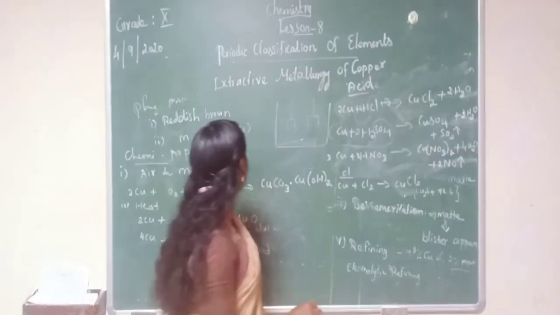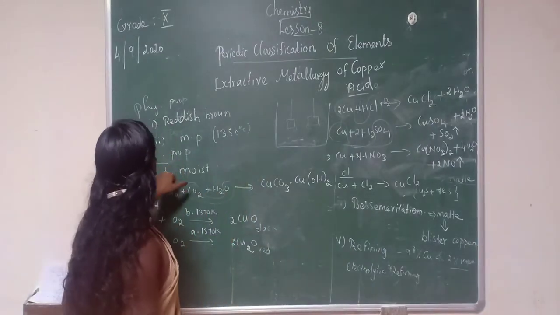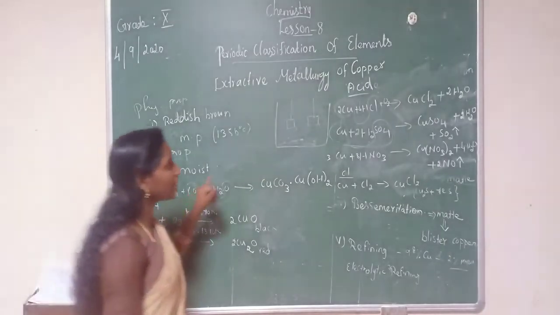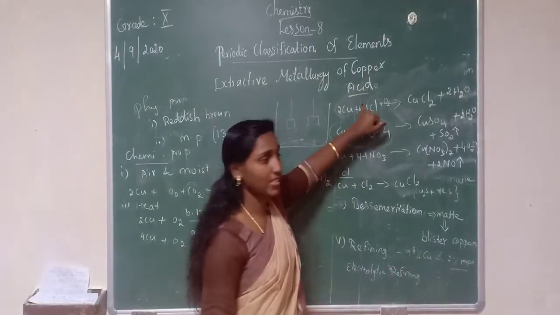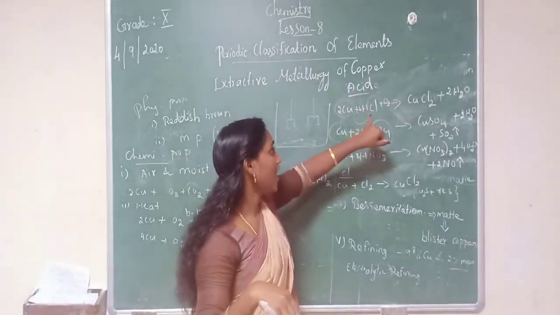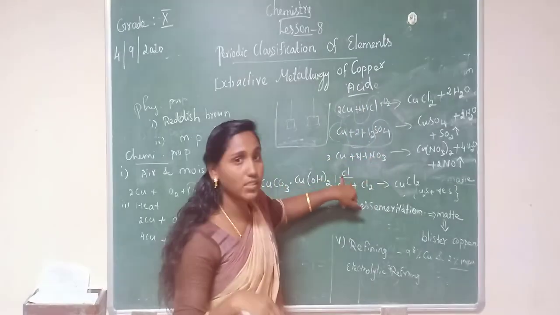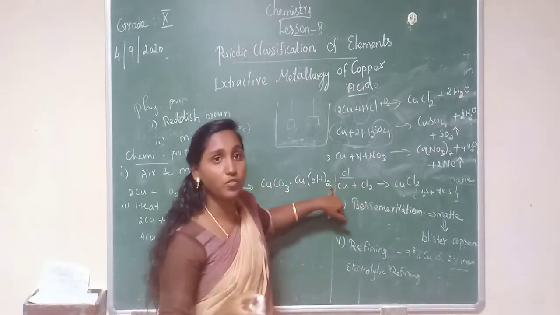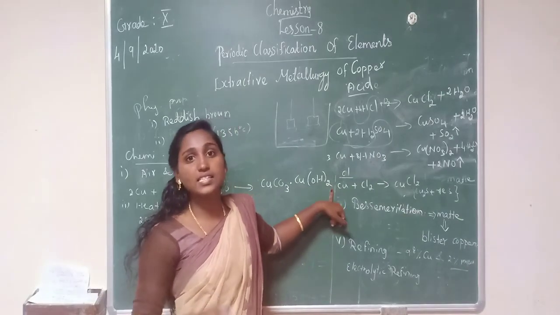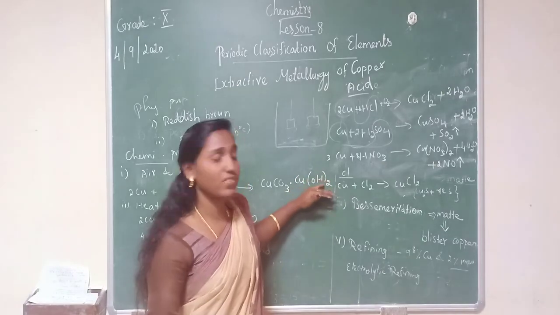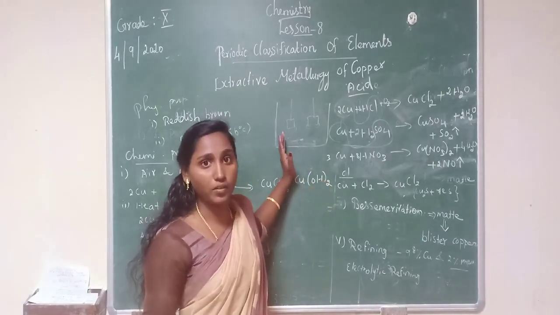Have you understood these chemical properties? First one, reaction with the air and the moisture. The next one, reaction with the heat. Third one, reaction with acid. Here we studied 3 acids: hydrochloric acid, sulfuric acid, nitric acid. Then fourth one, reaction with the chlorine. Then last, fifth one, reaction with alkalis. Alkalis do not attack the copper. Have you understood? The next class we can study the uses of copper. Okay, thank you.